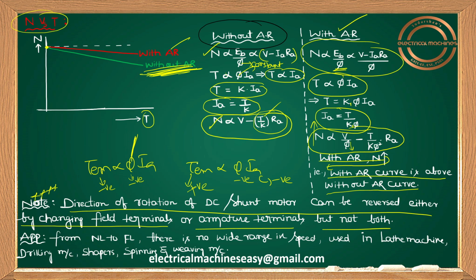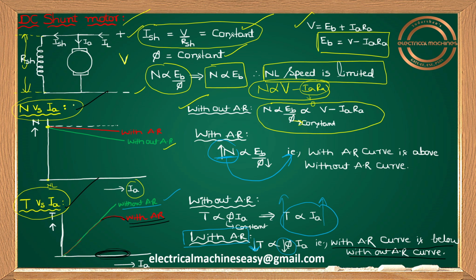And one more thing, let us see the N versus IA curve so that you will have some clarity. In the N versus IA curve, IA I can take as armature current, or indirectly, depending on whether your mechanical load is varying, IA current is also varying. So as the mechanical load increases, IA increases, and N is reducing. N is reducing. That too, you have a drooping characteristic. Let me explain with armature reaction.